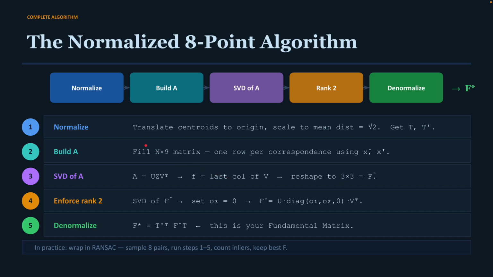So putting it all together, there were 5 steps. Normalize your points, build the A matrix, SVD of A to get the initial F, enforce rank 2 with another SVD, and denormalize to get back to pixel coordinates. In practice, you wrap this whole pipeline inside RANSAC. Randomly sample 8 pairs, run these 5 steps, count how many other correspondences agree with the result, and keep the F with the most inliers. But the core is always these 5 steps.